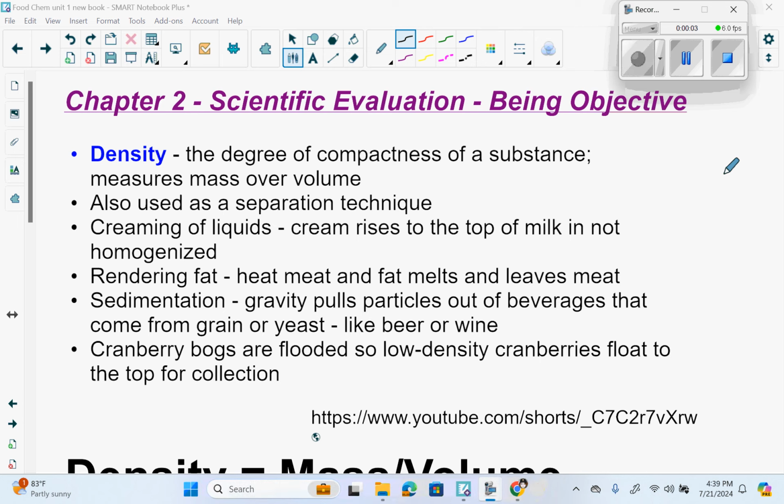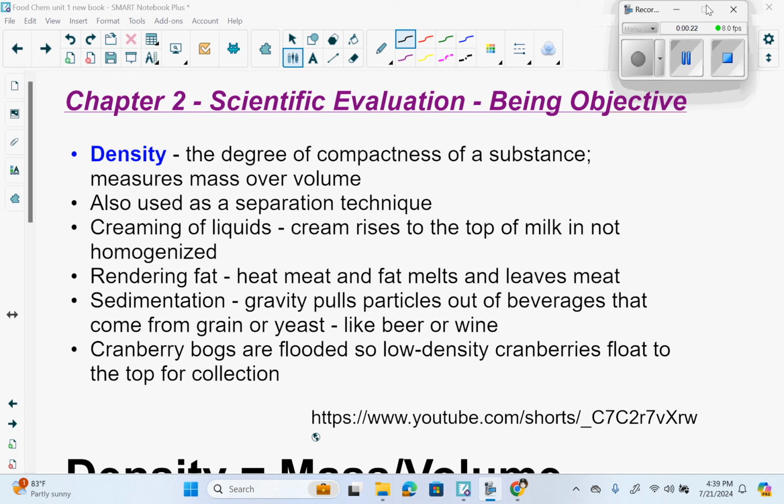This is Food Chemistry Unit 1, Chapter 2, Scientific Evaluation: Being Objective. Here we'll look at density, and density is the degree of compactness of a substance, and it measures mass over volume. It is also used as a separation technique.